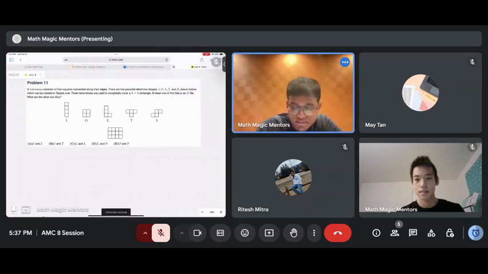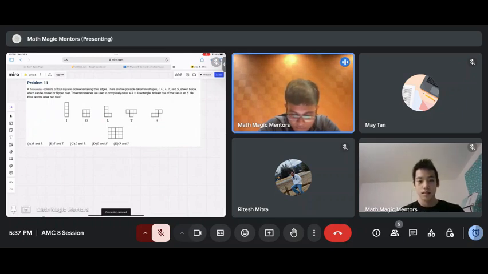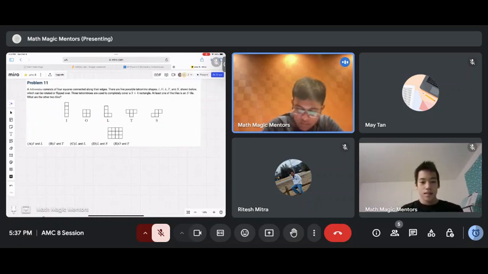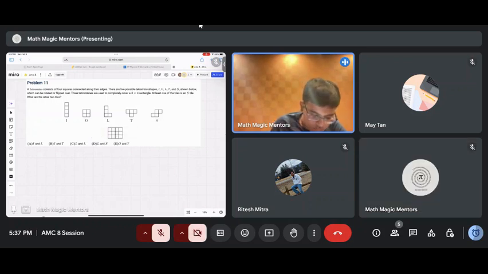Can you guys see the problem? All right. So the problem says a tetromino consists of four squares connected along their edges, right? There are five possible tetromino shapes, which is just I, O, L, T, and S, right? And these can either be rotated or flipped over.